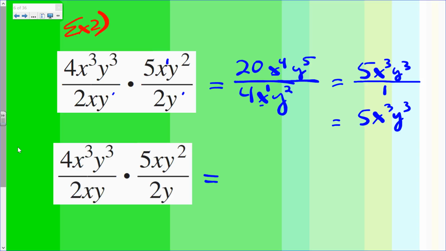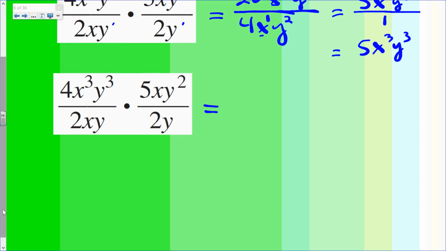This time, I'm going to come at it from the perspective of, you know what, let me simplify this fraction first, and then multiply in the end. Up here, I multiplied first, and then simplified. I'll simplify, then multiply. See if that helps. 4 divided by 2 is going to be 2 over 1. X to the 3rd, x to the 1st. Same base division, I subtract. That's going to be x to the 2nd. Same base division, I subtract. That'd be y to the 2nd.